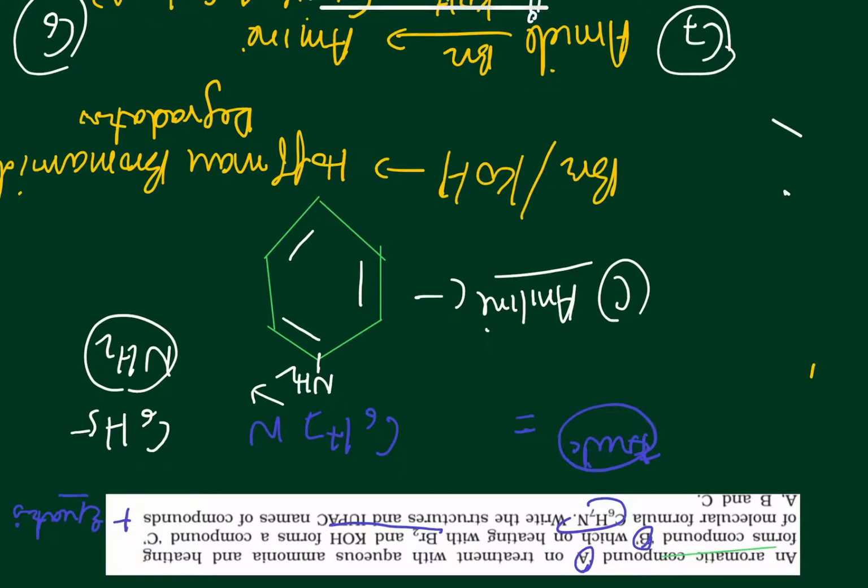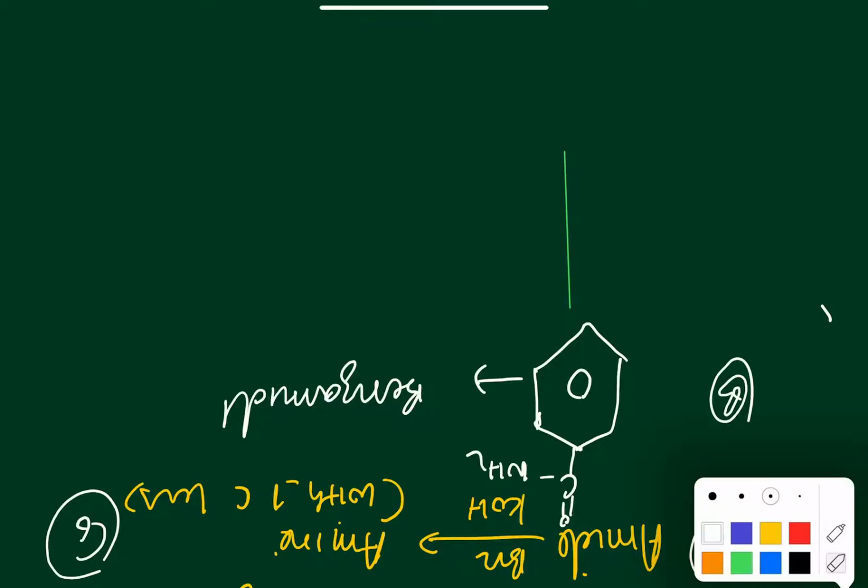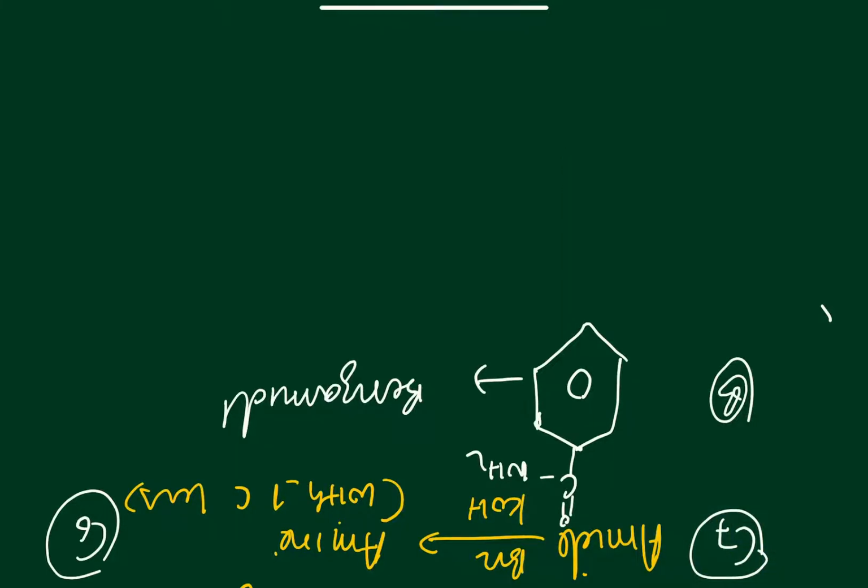Treatment with aqueous ammonia and heating forms compound B. That means this amide will be formed from another benzene compound because it is aromatic. Now this will be formed from another aromatic, that means benzene compound, from the reagent. The reagent that will be used is going to be ammonia, aqueous and heat.